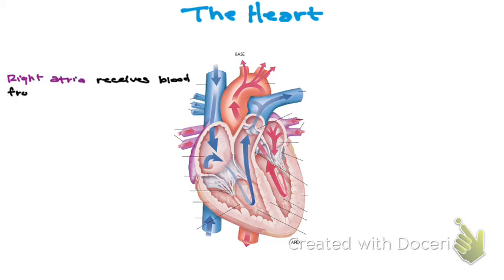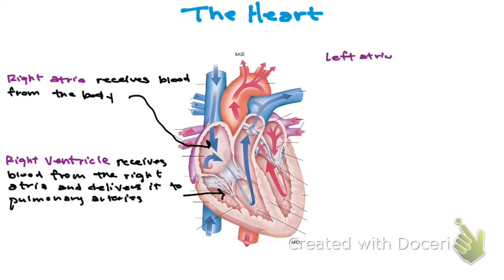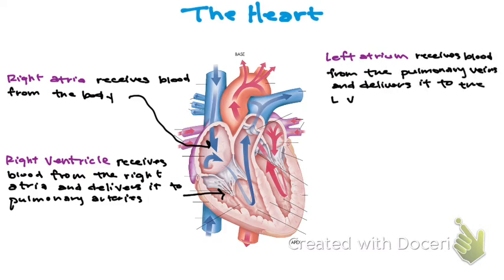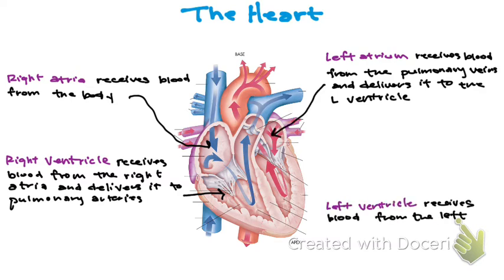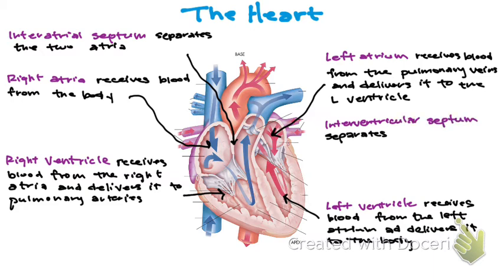So the right atrium receives blood from the body. The right ventricle receives blood from the right atria and delivers it to the pulmonary arteries. The left atrium receives blood from the pulmonary veins and delivers it to the left ventricle. The left ventricle then receives blood from the left atrium and it delivers it to the rest of the body. The wall between the two atria is called the interatrial septum, and the wall between the two ventricles is called the interventricular septum.